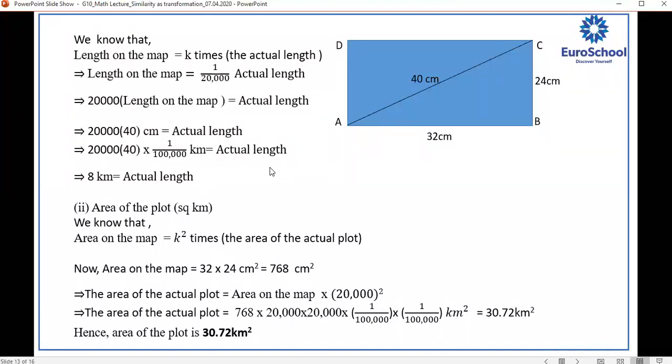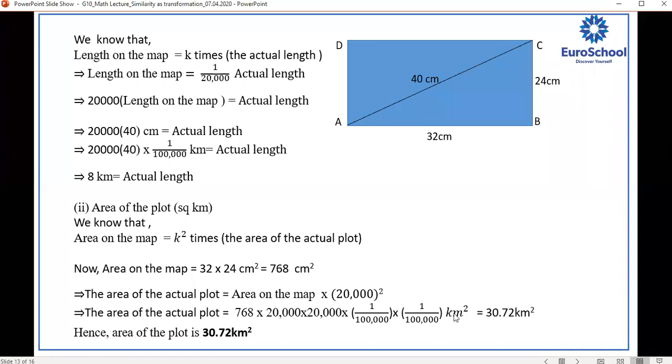Now, after that they are saying area of the plot, because it's a rectangular plot. So what is the area? 32 into 24. Right? We get the area of the plot as 768 centimeters square. Now, apply the formula. Area on the map is equal to K square times area of the actual plot. The area of the actual plot is equal to area on the map into 20,000. We have converted from centimeters into kilometers. So we got 30.72 kilometer square.